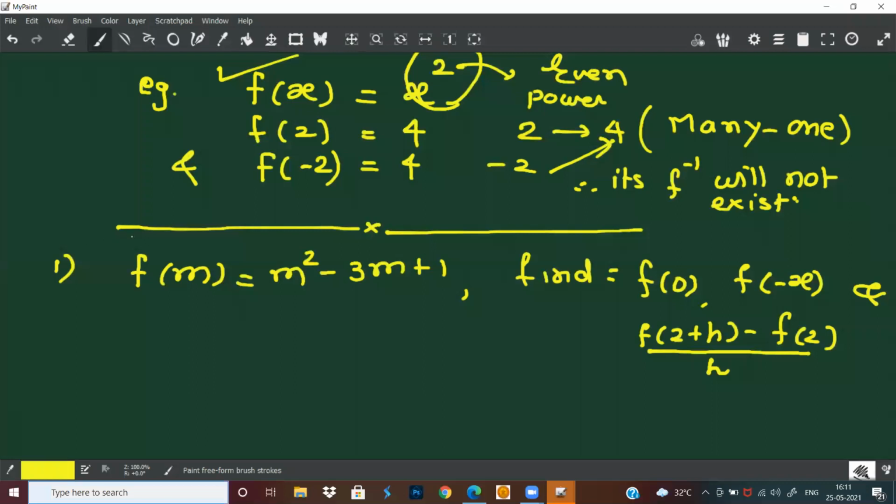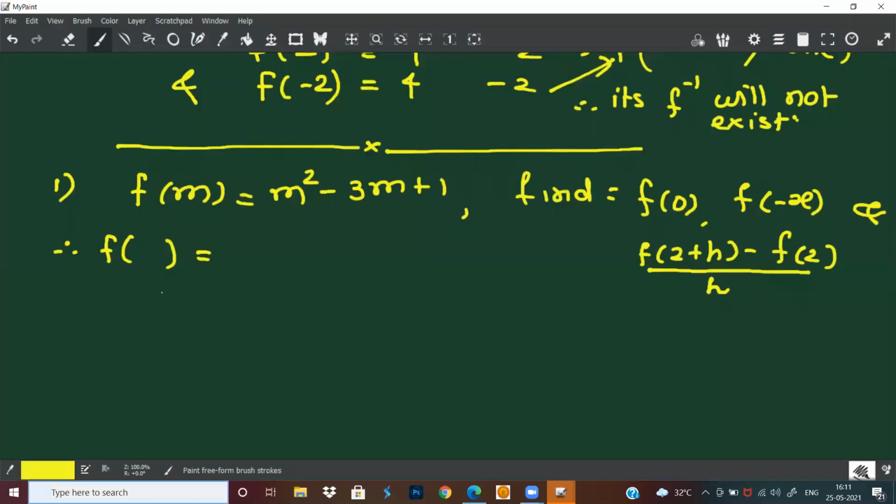Now how do I find f of 0? See, f is a name of the function and it is a function of m. So if you give me f of m, how do I find f of 0? M ke jagah 0. See, we write like this and we put m ke jagah 0. So what is the value of f of 0? 1.